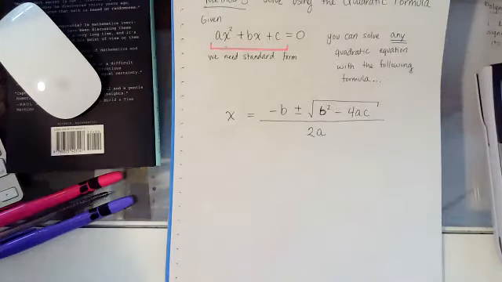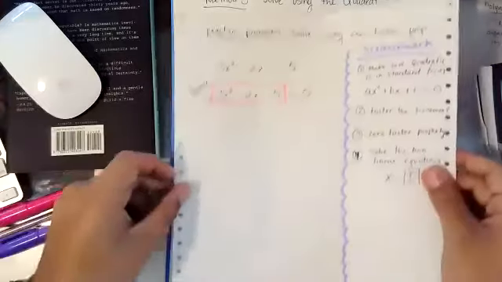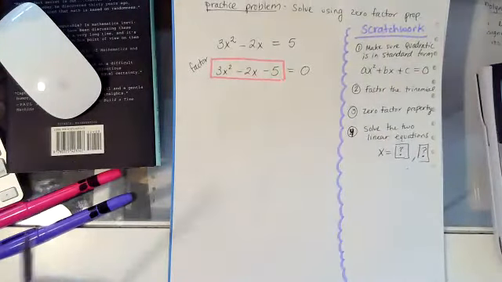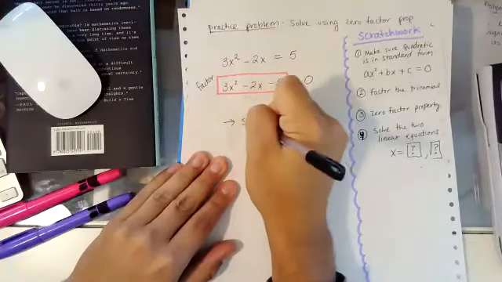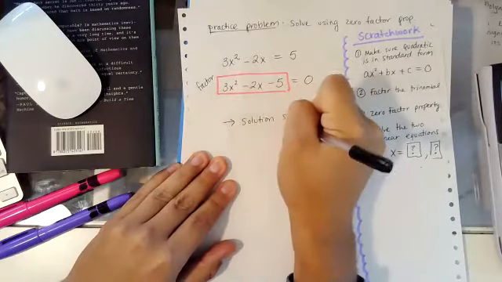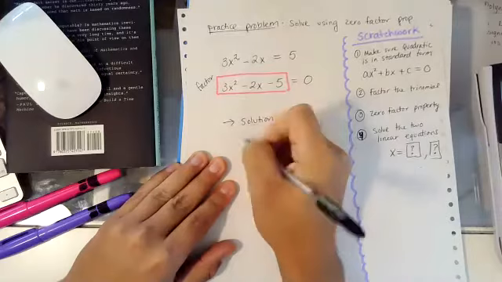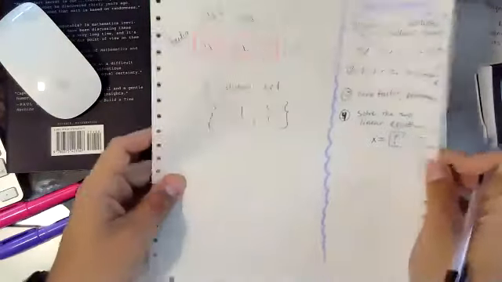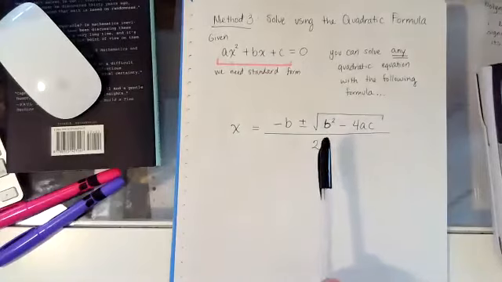To test out this fact, we worked this particular problem already, and we solved it using the zero factor property, and we found that the solution set was -1 and 5/3 if memory serves. Okay. So why not solve this again, but using the quadratic formula?